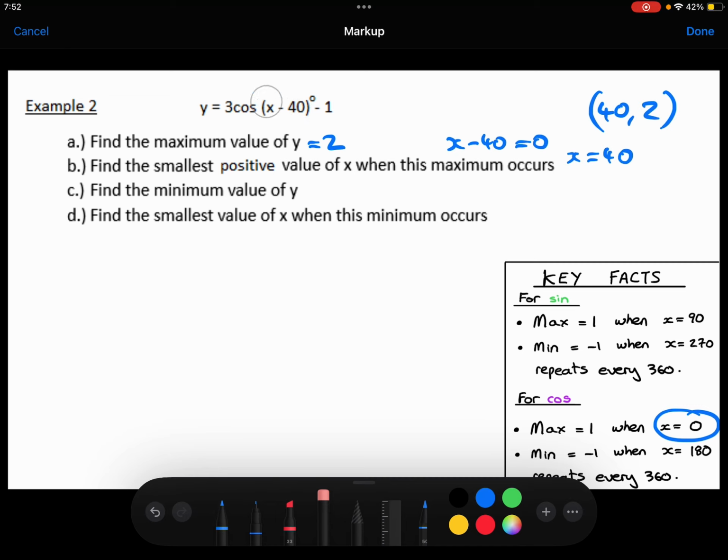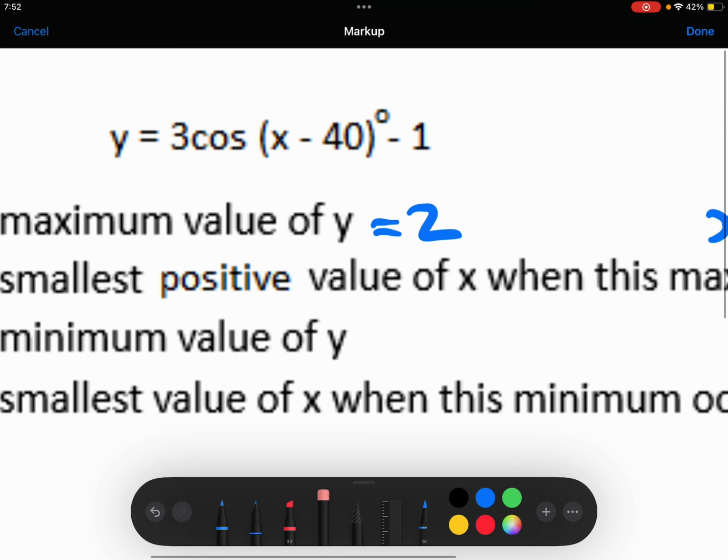So just to be absolutely clear, what I'm saying here then is if x is 40 degrees, we will then have 40 minus 40, which would be 0. Cos of 0 will be 1. 3 times that 1 is 3, minus the 1 is 2.